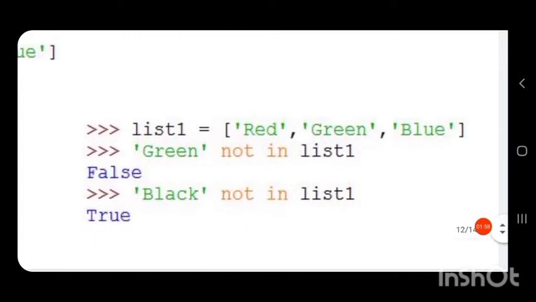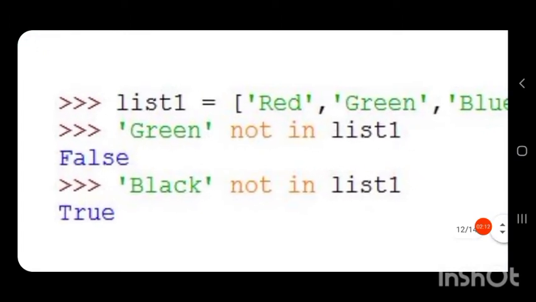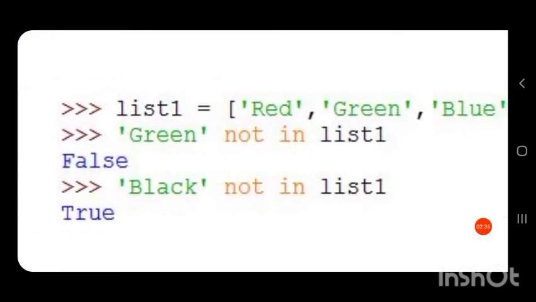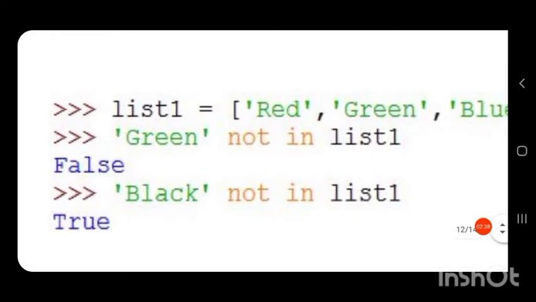So here we have a list, list 1 is equal to red, green, blue. Then green not in list 1. As we have a list 1 in which green is present, the not in operator will return true only if green is not present in list 1. The not in operator checks whether the element is not an element of that particular list. Since this string is an element of that list, it returns false.